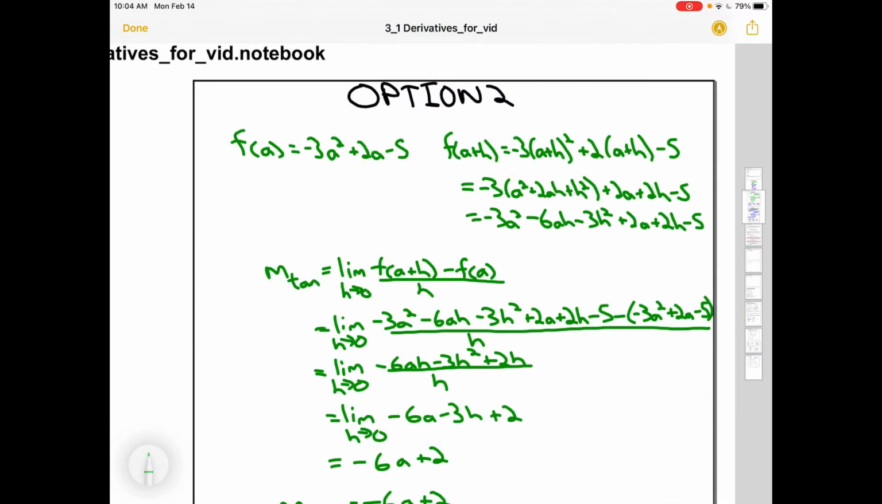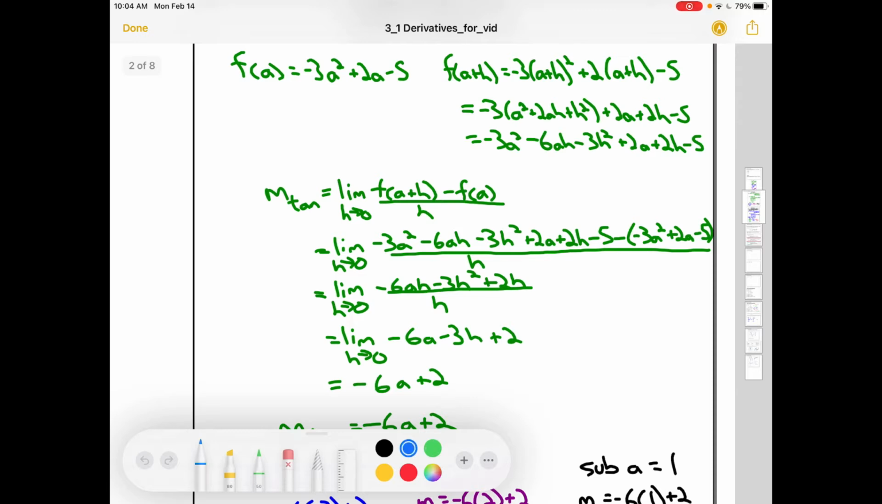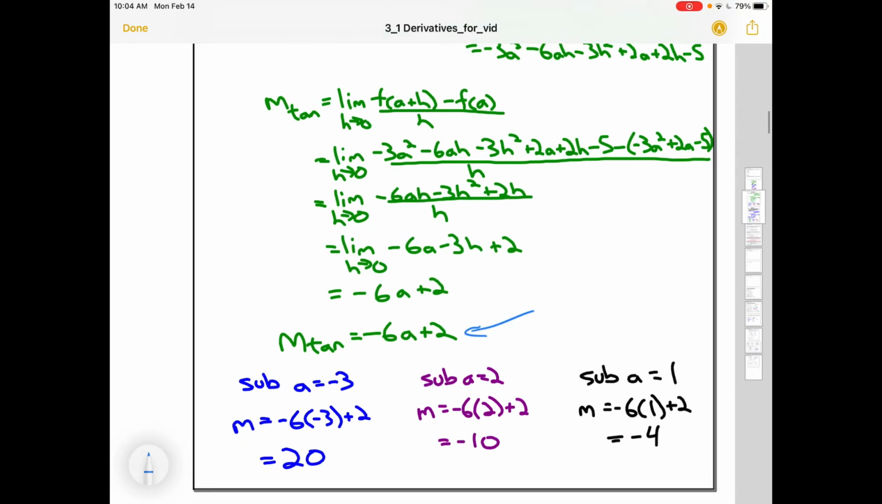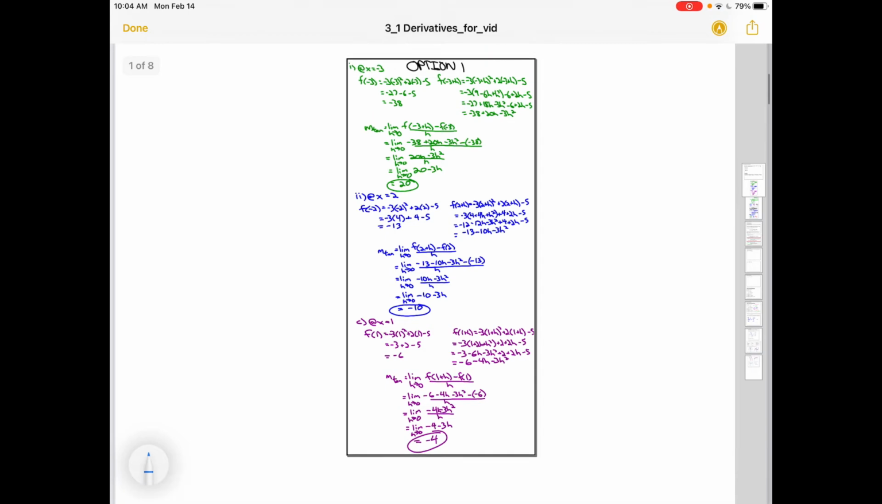And so here comes option 2. We could do the general case that we've done before. Find f of a plus h, get a little formula for slope anywhere, like this one right here after I do all my differentiation, and then just sub in different values. And I get the same numbers, and you can automatically see that that is less work than doing this.